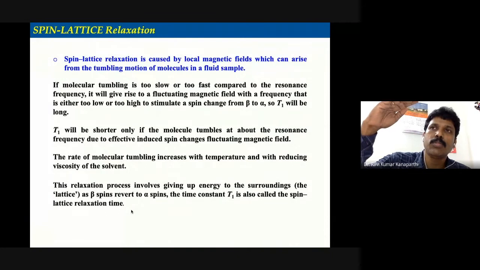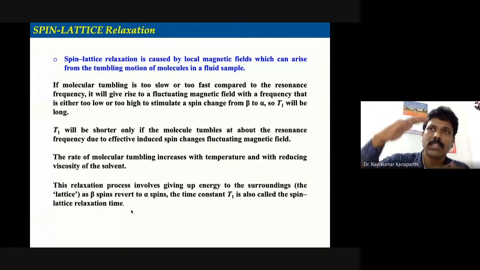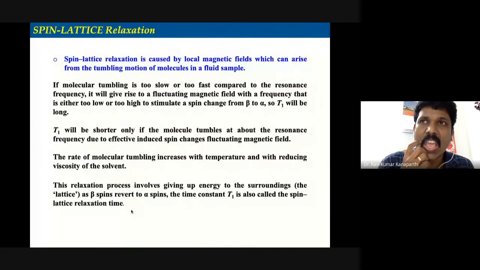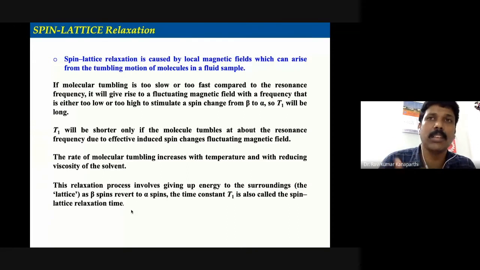Now, how do you think these spins come back? Because this is not actually an equilibrium. Therefore, they will come back by giving the energy to the surroundings. Any excess energy a system has, it will try to dissipate to the surroundings. Therefore, it will come back to the ground state, that is the equilibrium state. That is the nature, right?